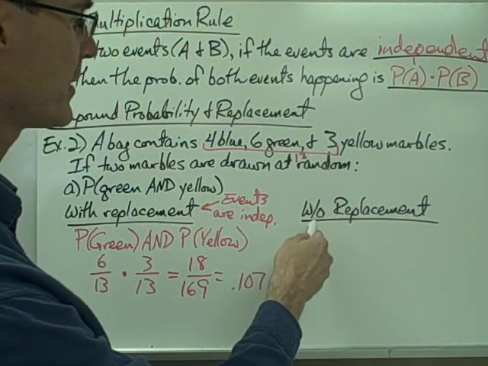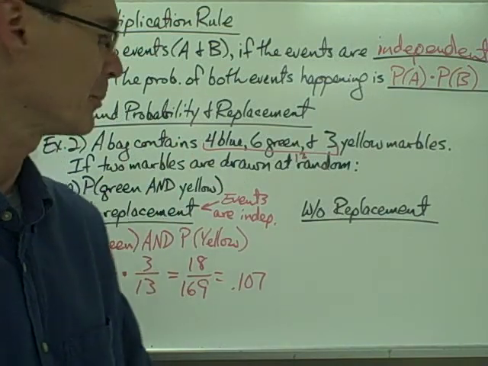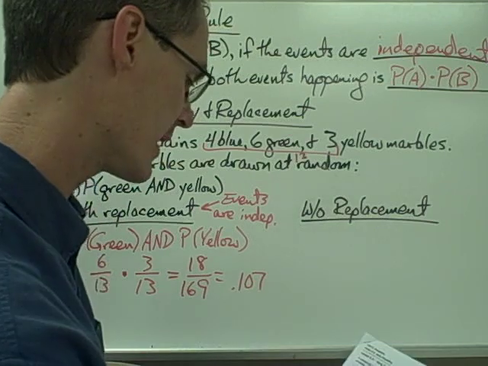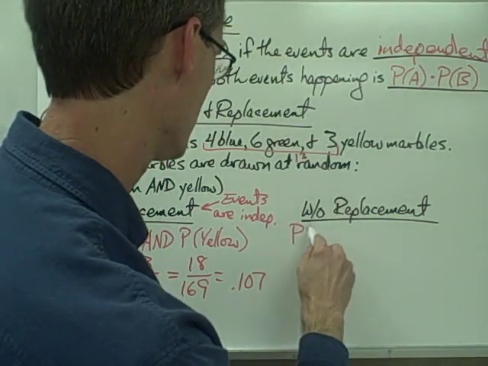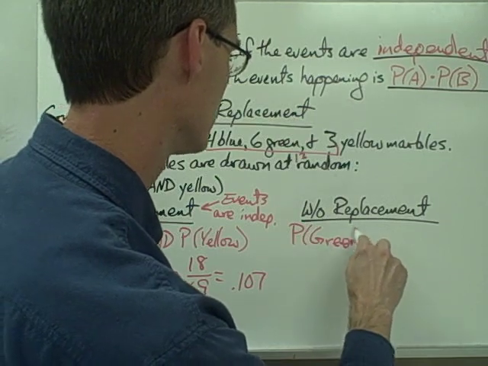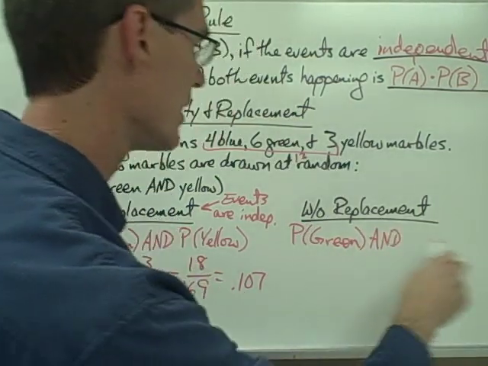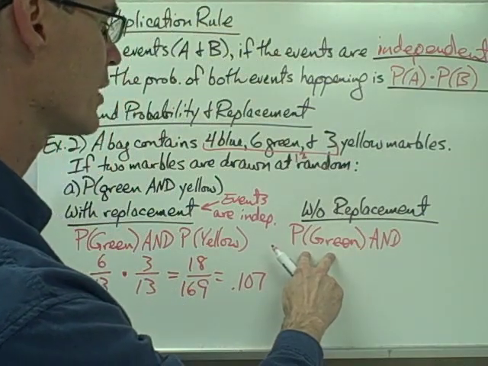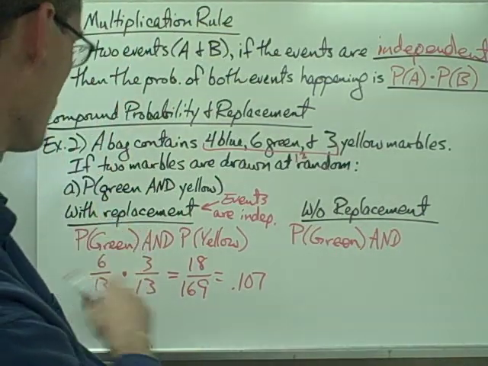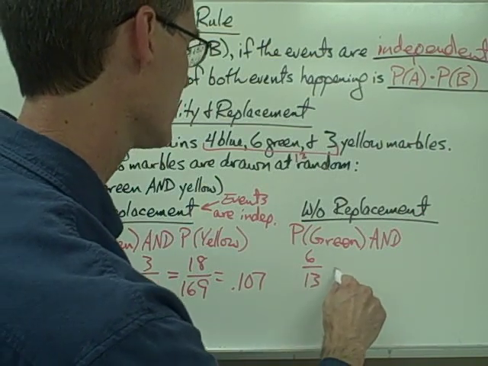Now let's see what's going to happen if we do this same drawing of the marbles without replacement. So here, again, I'm talking about the probability of drawing a green marble and the probability of a second event. Well, the probability of drawing my green marble is going to be the same as it was before. The probability of drawing a green marble is just going to be 6 out of 13.